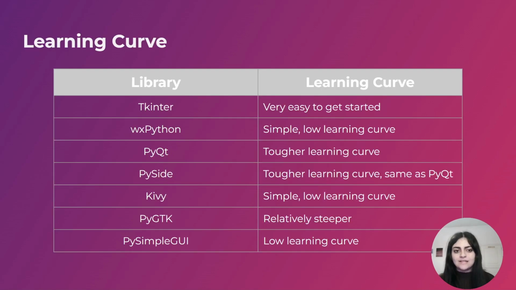The first factor is the learning curve. A lot of my viewers are actually people who are learning Python or learning Python GUI programming, and they want to see what's the best way to get started. If that is you, this slide is for you. So Tkinter is very easy to get started with. As I said before, it's built in with Python, there's no hassle in installing it, and it's super easy to use. WxPython is also simple, it has a low learning curve.